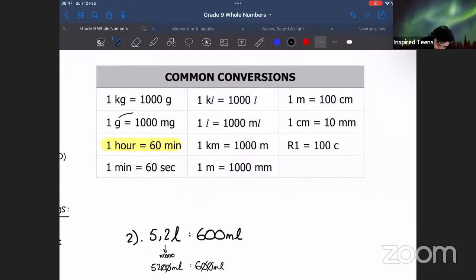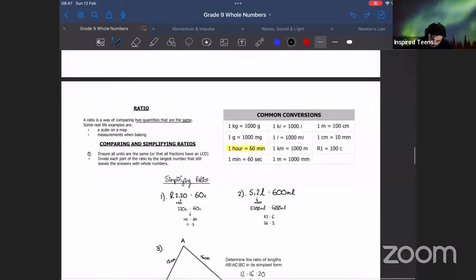What I'll do is for each, before I send it to you, I'll write it like this, divide or multiply, to go from which one to which one. But if you want to go from minutes into hours, you need to divide by 60.